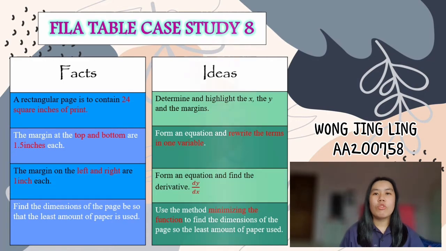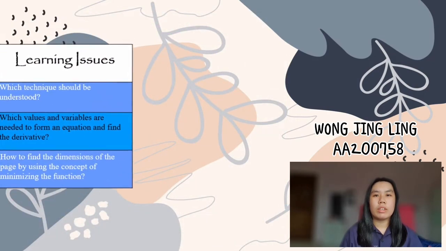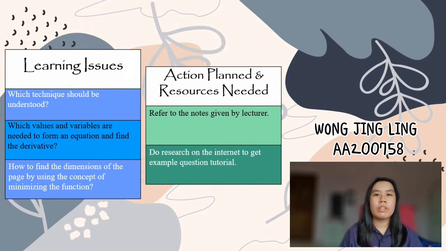For learning issues, it is which topics we need to understand, which values and variables are needed during the formation of an equation for finding the derivative, and how to use the concept of minimizing a function to solve the problem. For solving this case study and understanding the concept of minimizing the function, we need to do research and learn from watching the example video tutorial and also with the aid of our lecturer's notes. That's all from me. My groupmate will continue the presentation. Thank you.